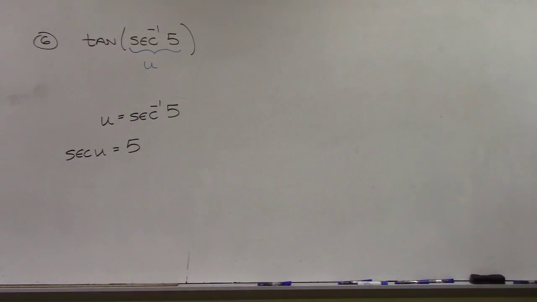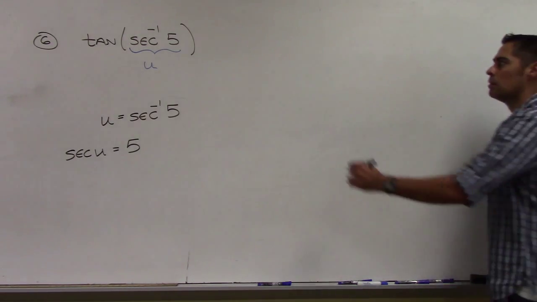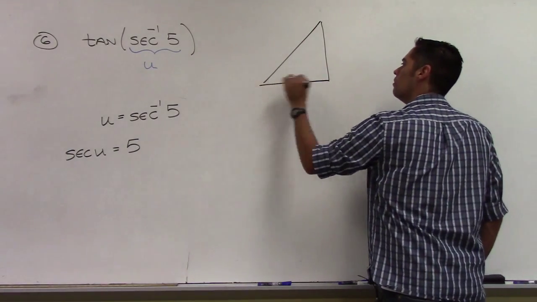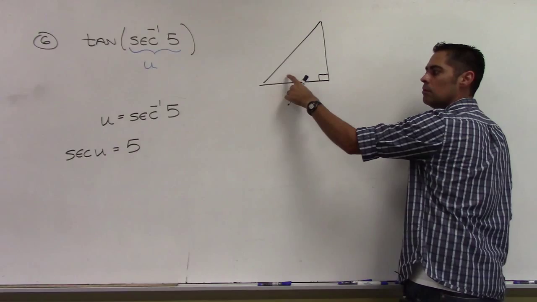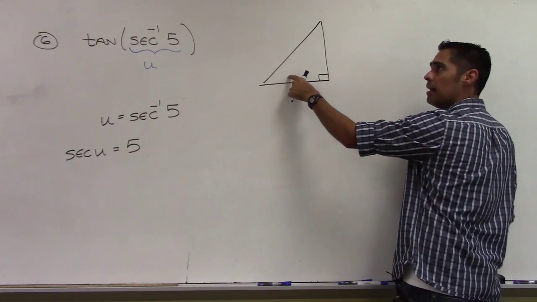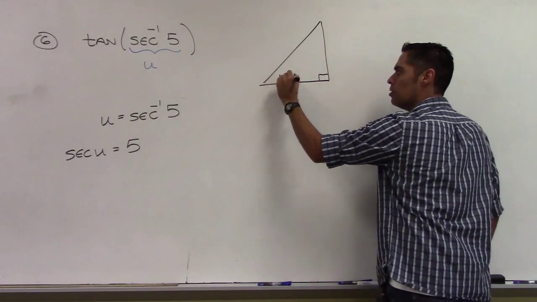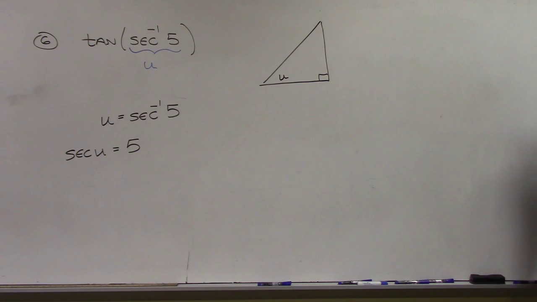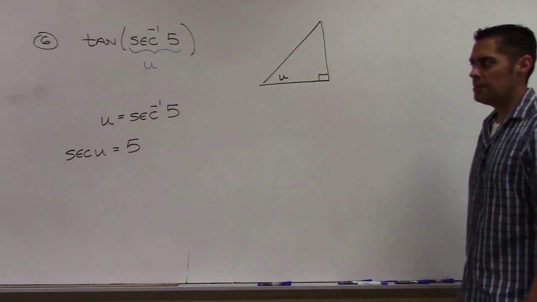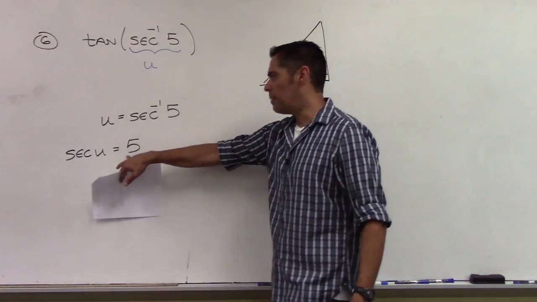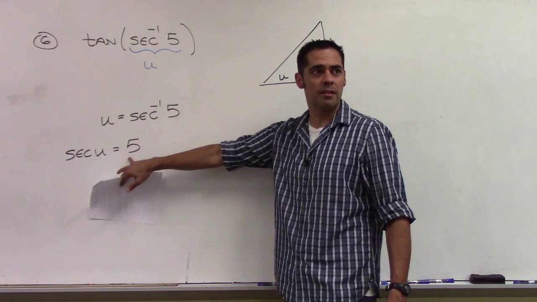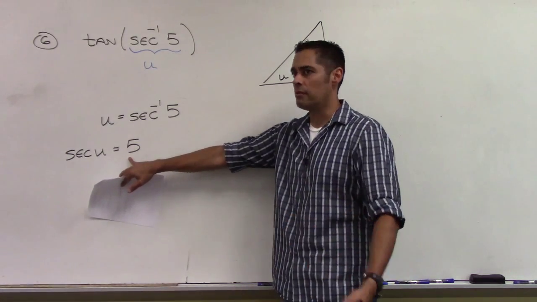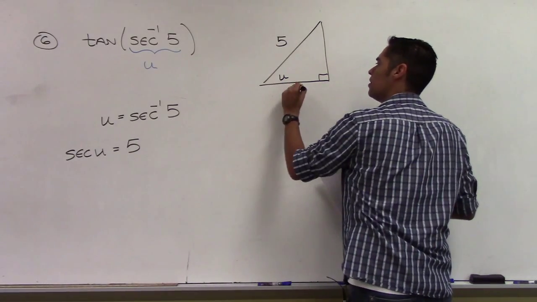Can somebody help me draw a triangle that represents that equation? A right triangle. What's my angle? What do I call the angle? Theta, x, y, z, what? U. Because U is this, right? Secant of an angle is 5. And 5 has to be the what side over what side? Secant is hypotenuse over adjacent. Secant's the reciprocal of cosine. Cosine is adjacent over hypotenuse, so secant is hypotenuse over adjacent. So this is 5, and this is 1 right there.